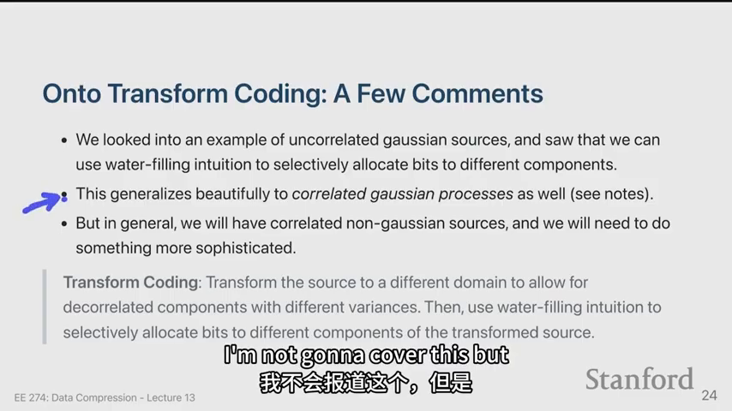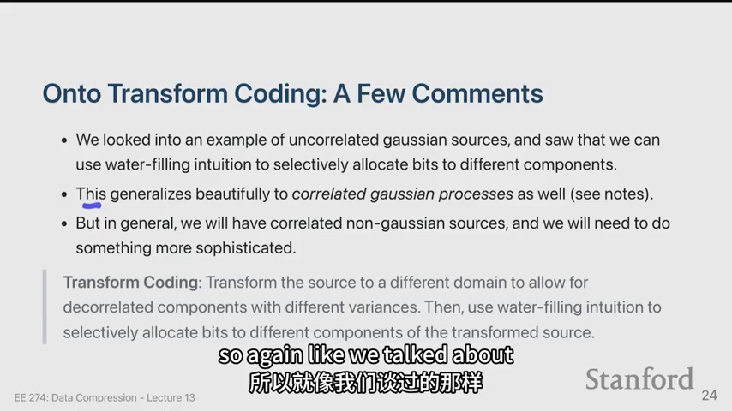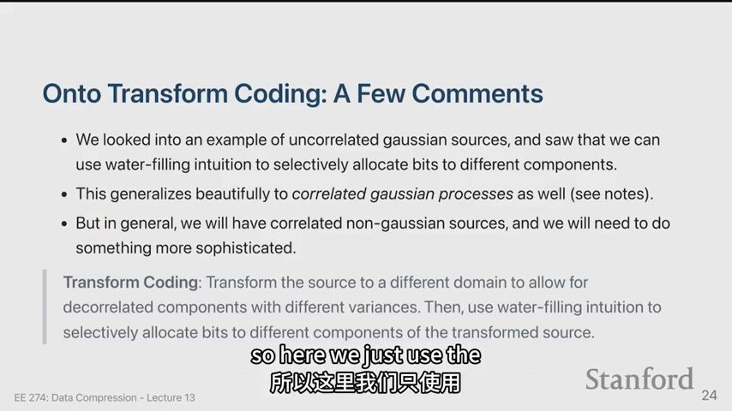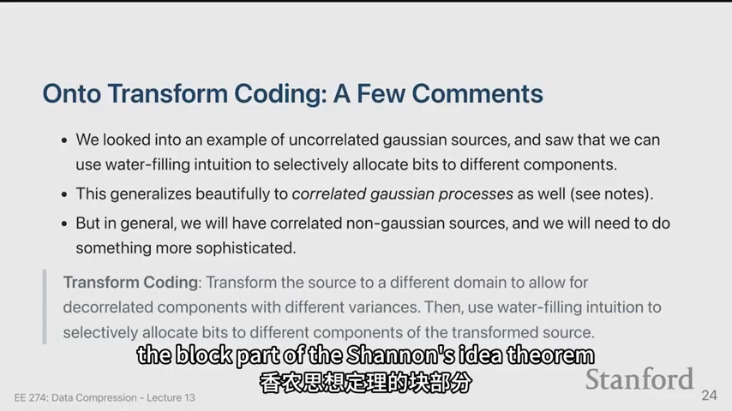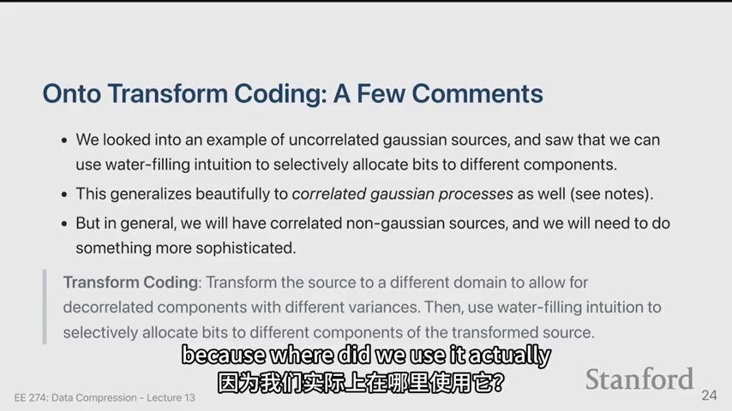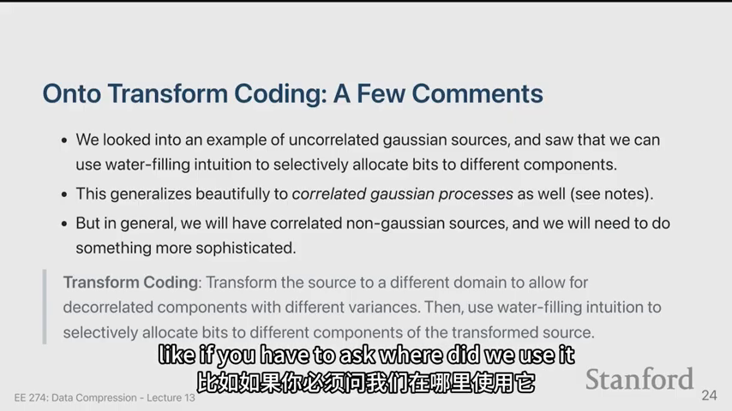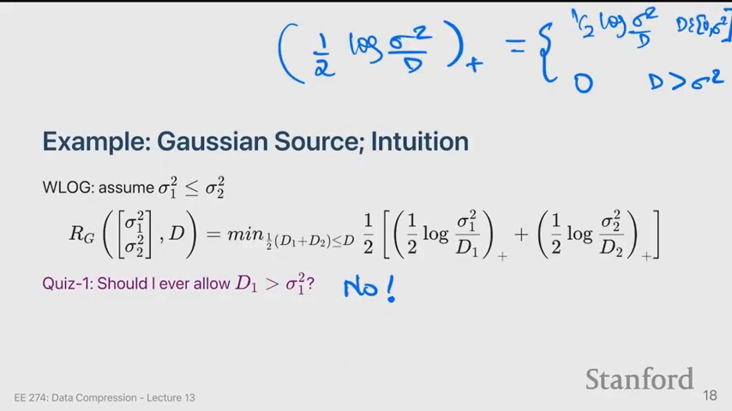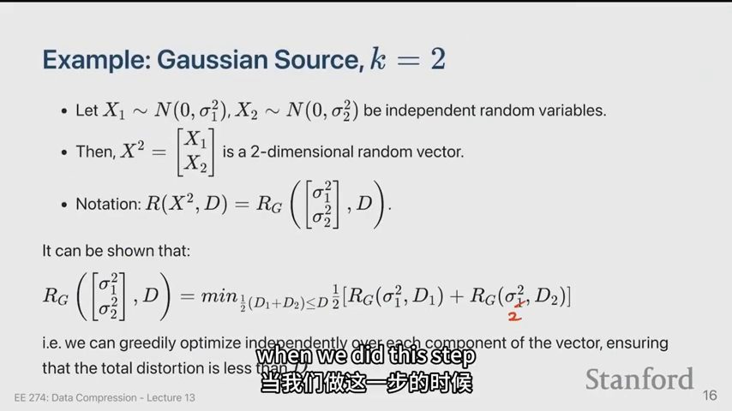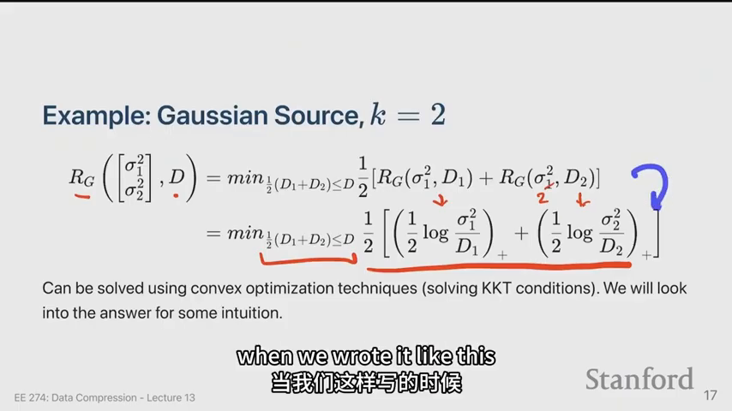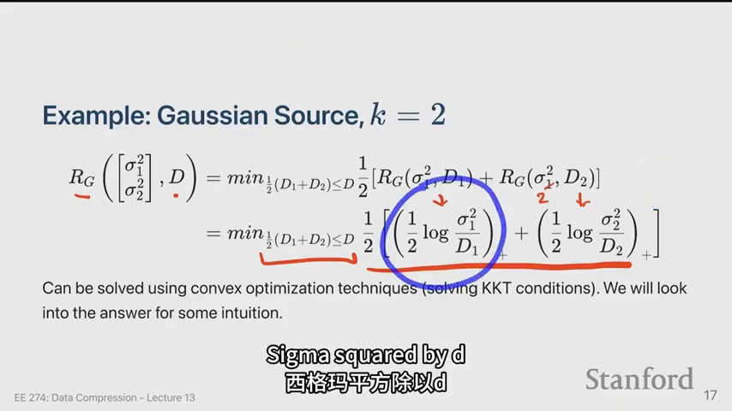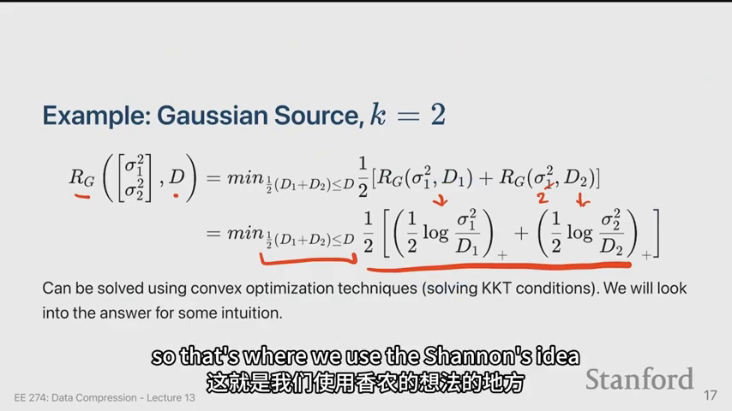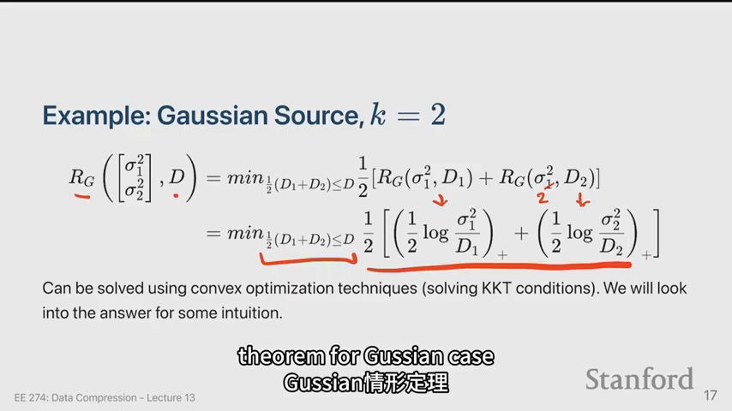And I'm not going to cover this, but again, like we talked about stochastic processes. So here we just use the block part of the Shannon-Sardi theorem, because where did we use it actually? We used it when we did this step, when we wrote it like this, because this half log sigma square by D actually comes from the mutual information, right? So that's where we use the Shannon-Sardi theorem for Gaussian case.